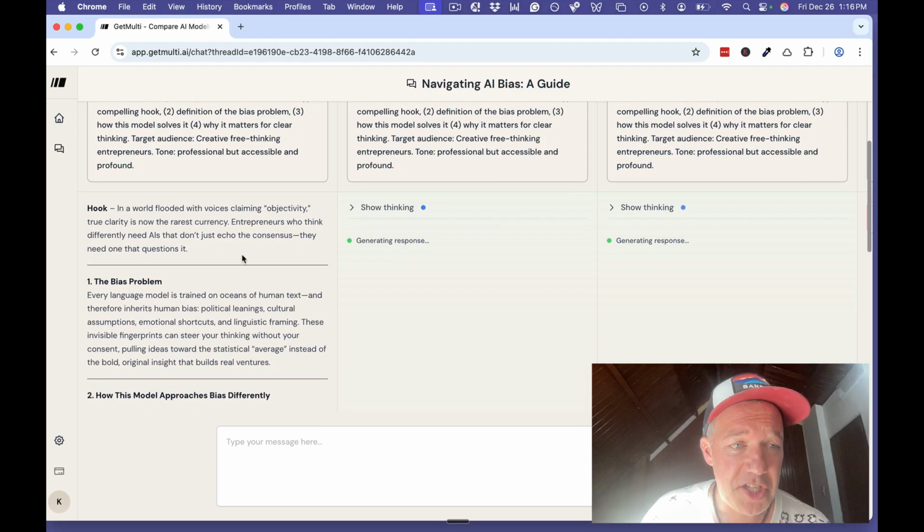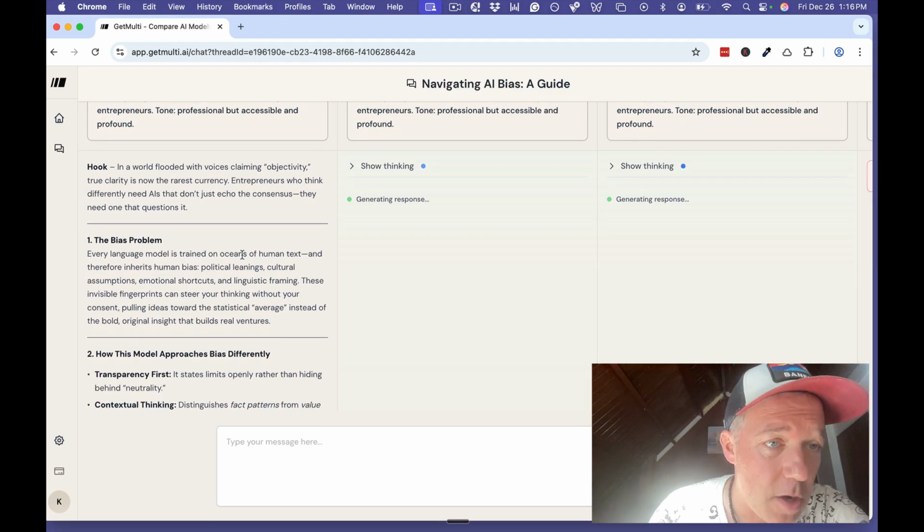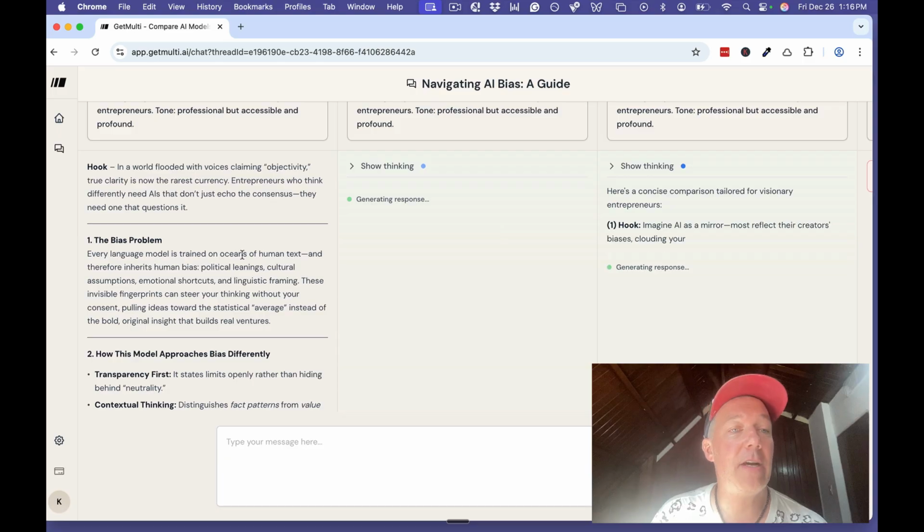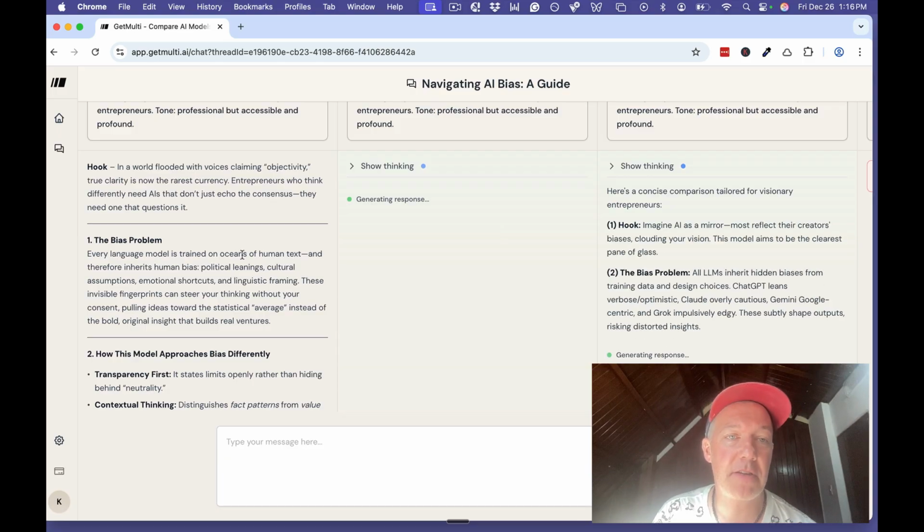So ChatGPT lays out a hook. In a world flooded with voices claiming objectivity, true clarity is now the rarest currency. Entrepreneurs who think differently need AIs that don't just echo the consensus. They need one that questions it.